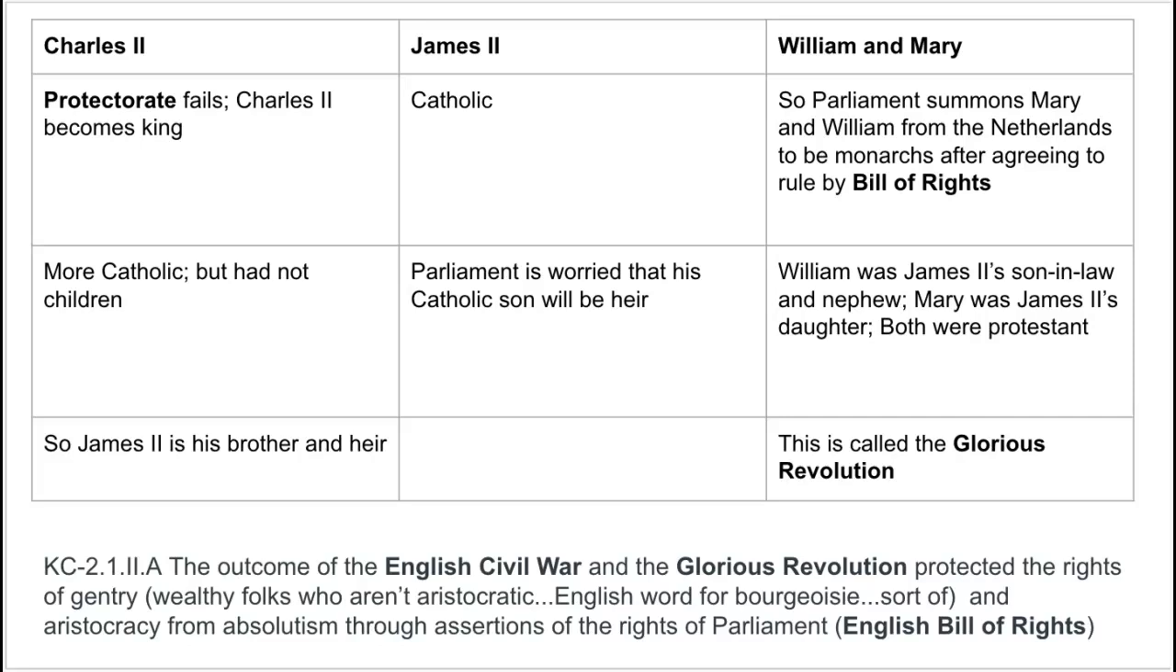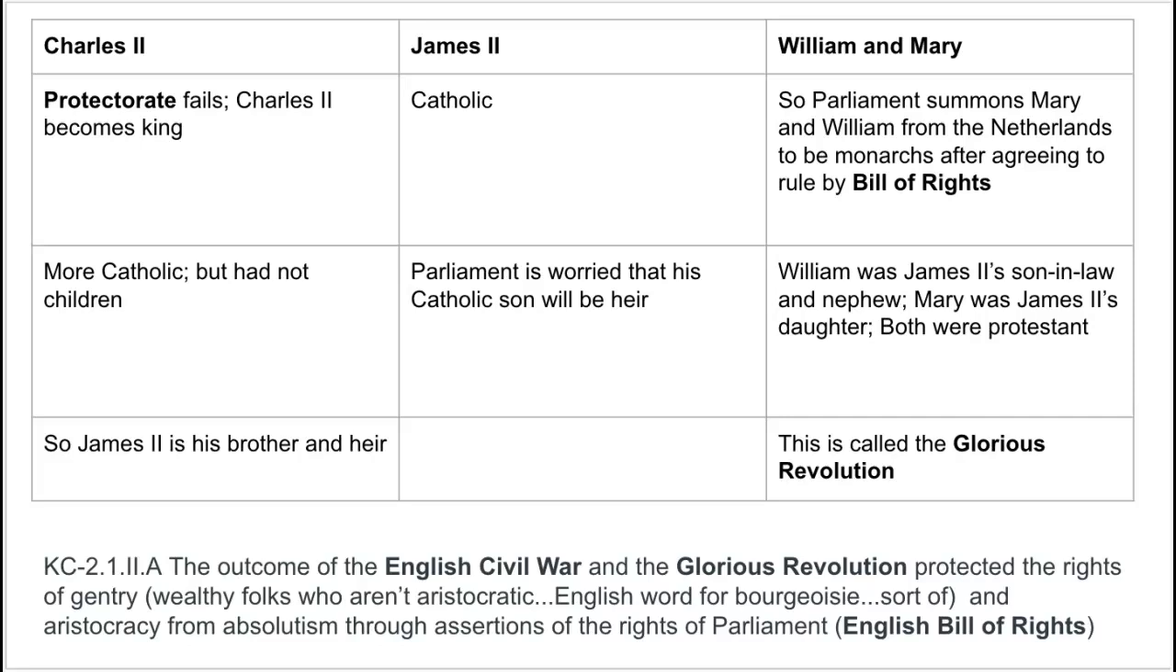So Parliament summons Mary and William from the Netherlands and asks them to be monarchs after they agree to rule with a Bill of Rights. William, by the way, was James II's son-in-law as well as his nephew, and Mary was James II's daughter. Okay, and like I said, both were Protestant. Their succession to the throne, okay, because it was a bloodless revolution, and a win for Parliament, is called the Glorious Revolution, and that thus ends the English Civil War.